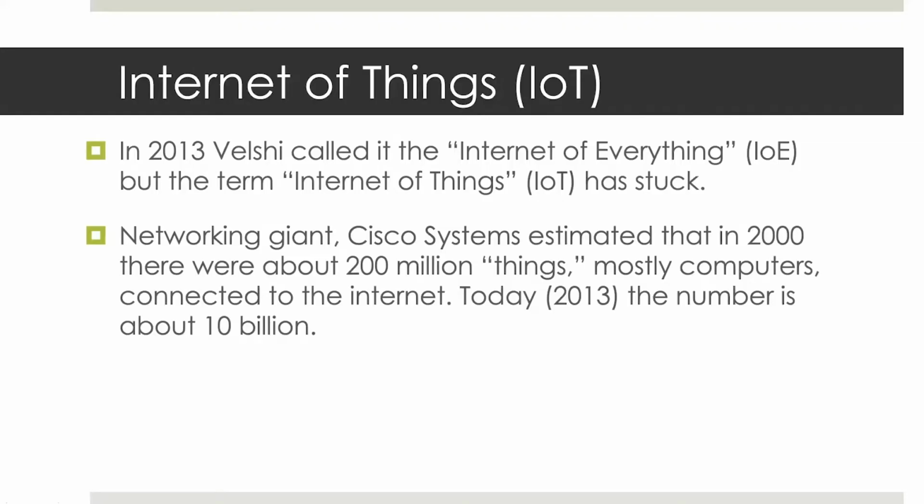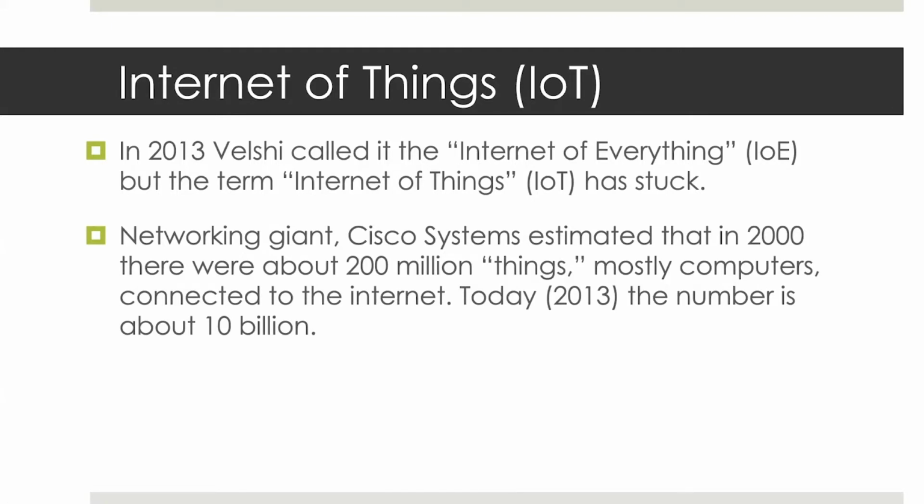In 2013, Ali Velshi called the Internet of Everything this phenomenon of having umbrellas, or our thermostats in our homes, or our car computers connected to the internet, IoE. But that term didn't last, and instead IoT has stuck. You'll read about that and see that acronym, IoT, for Internet of Things. That's become sort of the way we think about items besides just a computer or a tablet or a phone connected to the internet.